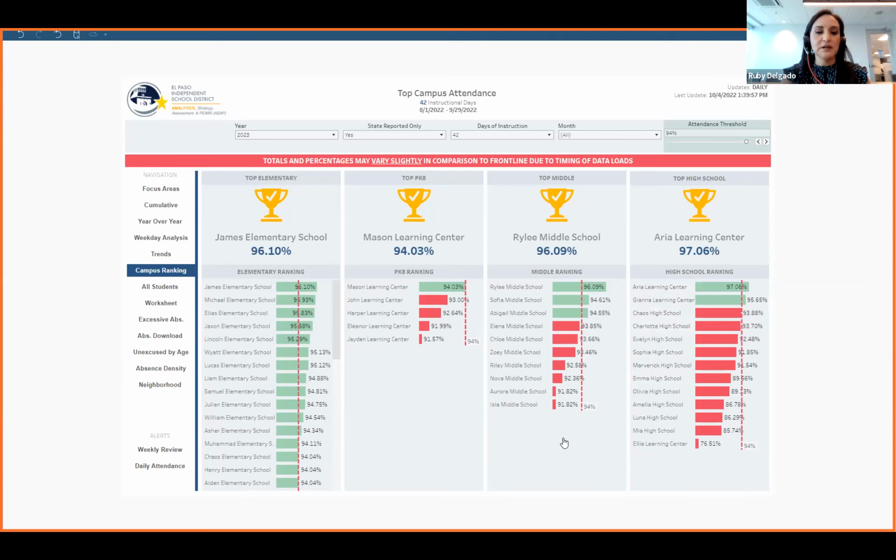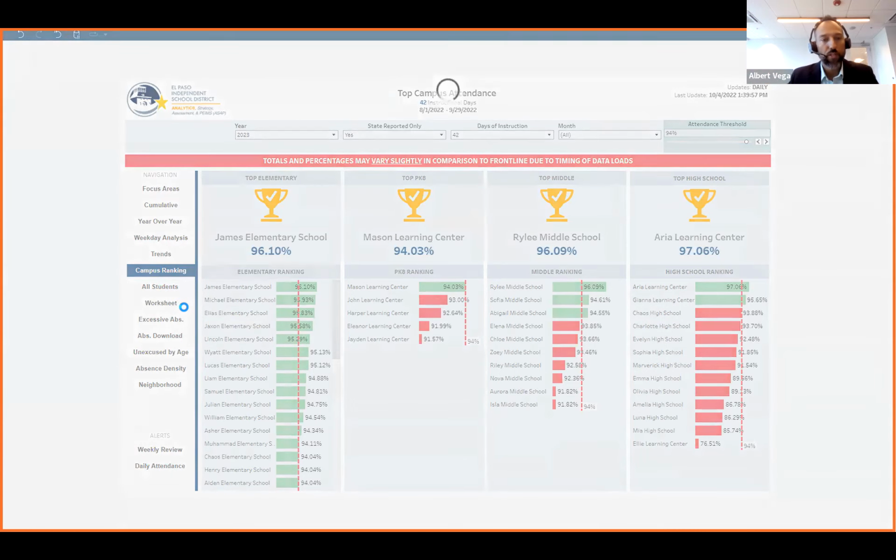So at the end of the period, a campus is selected from each of these types in order to provide that reward. And so it's just a nice little view to see where do I stand? Am I in the running? What can I do to help improve my attendance rate in order to achieve that number one rank in order to receive the reward?